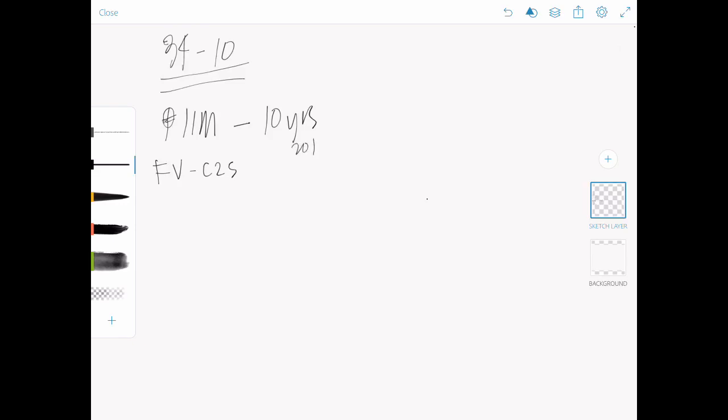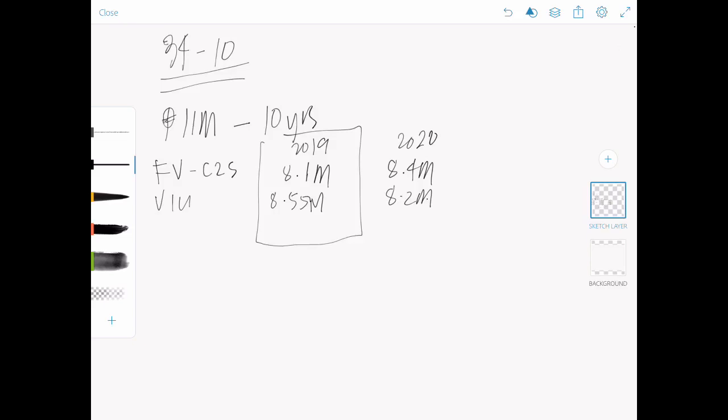We have 2019 and 2020. So in 2019, we have 8.1 million. Then in 2020, we have 8.4 million. And then the value in use, we have 8.55 million, and then we have 8.2 million. So these are the data. So now for question 1, what is the impairment loss for 2019? So 2019, that is here. So we just look into 2019.